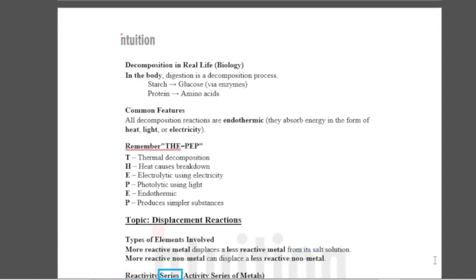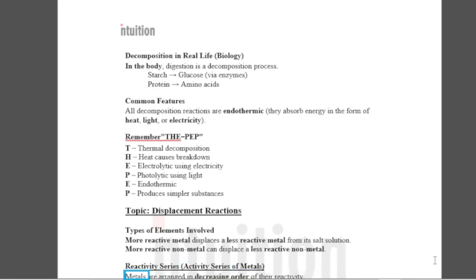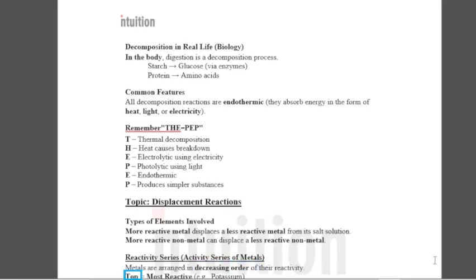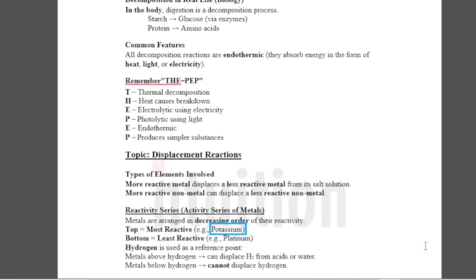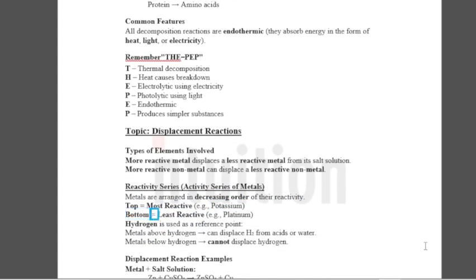Reactivity series, or activity series of metals. Metals are arranged in decreasing order of their reactivity. Top is equal to most reactive, for example potassium. Bottom is equal to least reactive, for example platinum. Hydrogen is used as a reference point. Metals above hydrogen can displace H from acids or water. Metals below hydrogen cannot displace hydrogen.